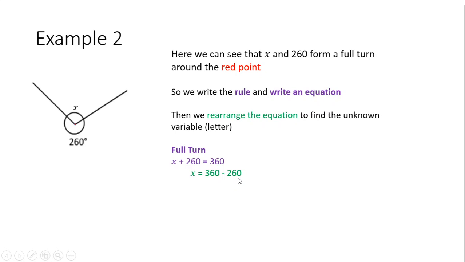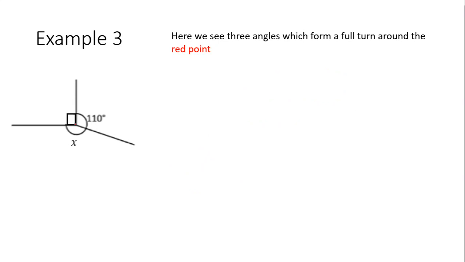And like we said before, the order is important. The 360 degrees was here first. I'm not going to write 260 minus 360. 260 comes after the 360. Okay, 360 minus 260 is positive 100, so x is 100 degrees. That's it. Next example.